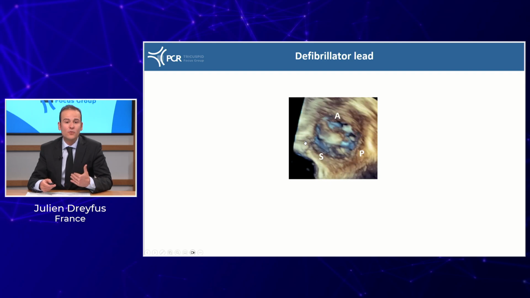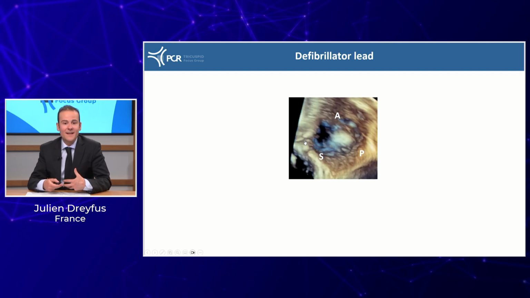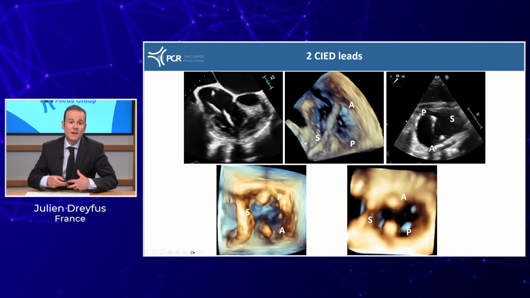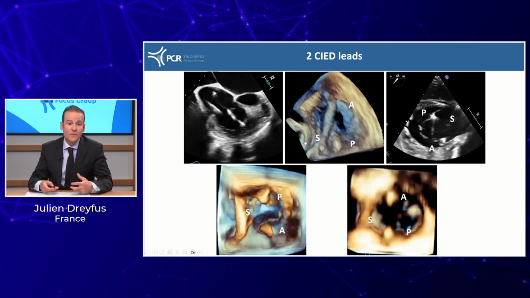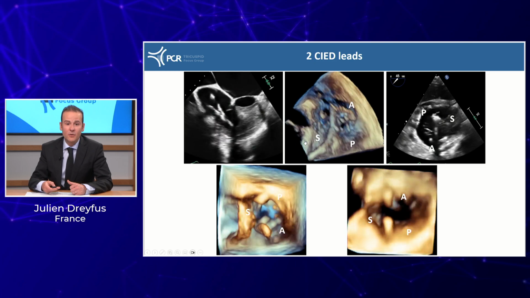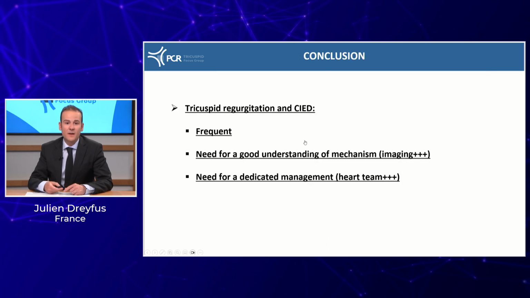It's also important to know that defibrillator leads are frequently bigger and associated with poor image quality compared to pacemaker leads, so this could be challenging, as well as several leads. The more leads you have, the less the probability to be successful in correcting TR with transcatheter intervention.